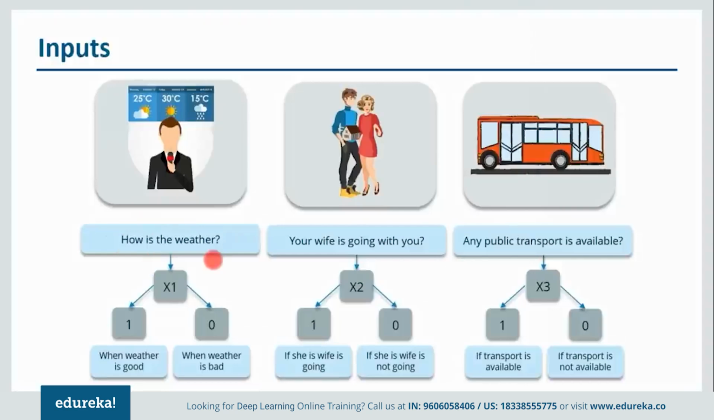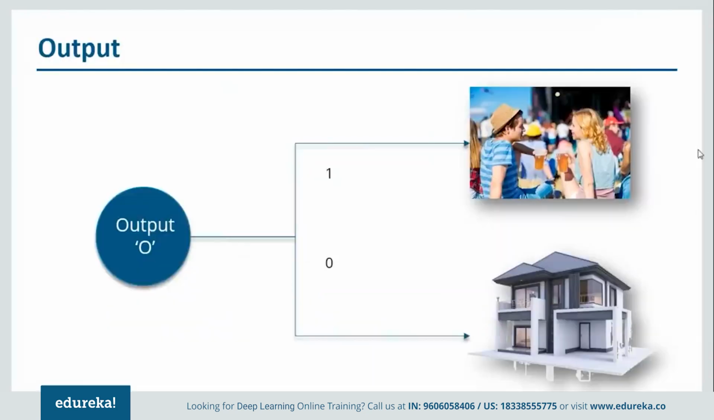We'll move forward and see what the various inputs are that I'm talking about. The first input is how's the weather. We'll consider it as x1. When weather is good, it'll be 1, and when it is bad, it'll be 0. Similarly, whether your wife is going with you or not will be your x2. If she is going, then it's 1. If she's not going, then it's 0. Similarly, for public transport, if it is available, then it is 1, else it is 0. So these are the three inputs that I'm talking about. Let's see the output. Output will be 1 when you're going to the beer festival, and output will be 0 when you want to relax at home. You want to have beer at home only. You don't want to go outside. So these are the two outputs, whether you're going or you're not going.